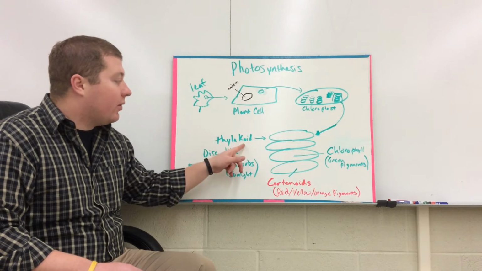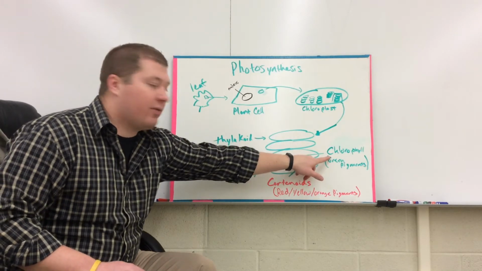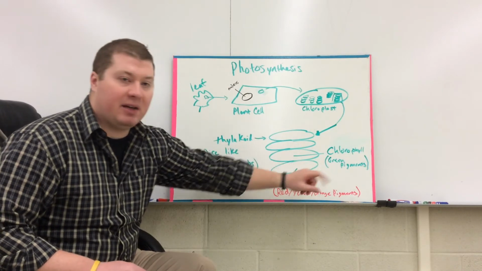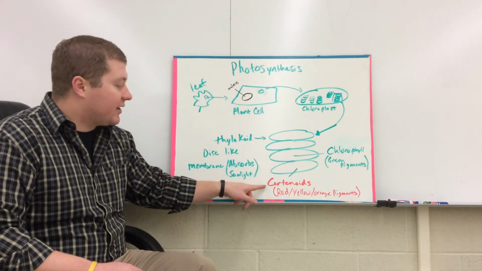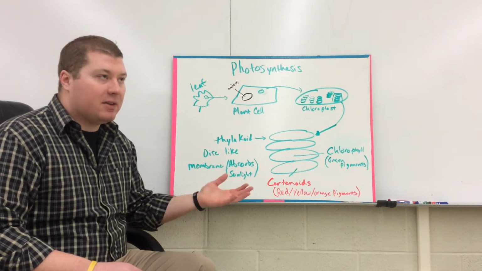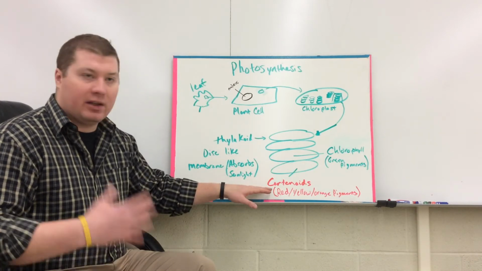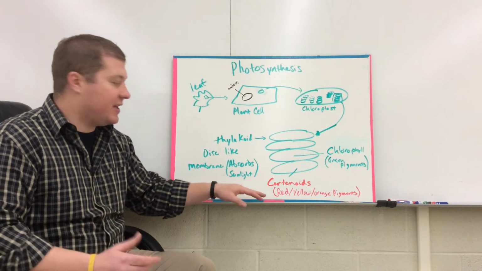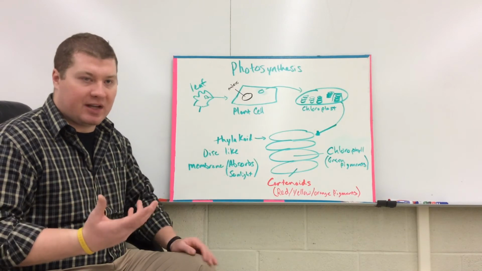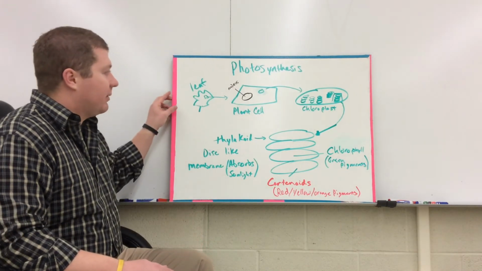Within the thylakoid, there is chlorophyll, which is the actual pigment that absorbs sunlight. It's a green pigment. And then there's carotenoids, which are yellow, red, and orange pigments. When the leaves change color, that's what you're seeing, these pigments that are more dominant at that point. We'll talk about that later.